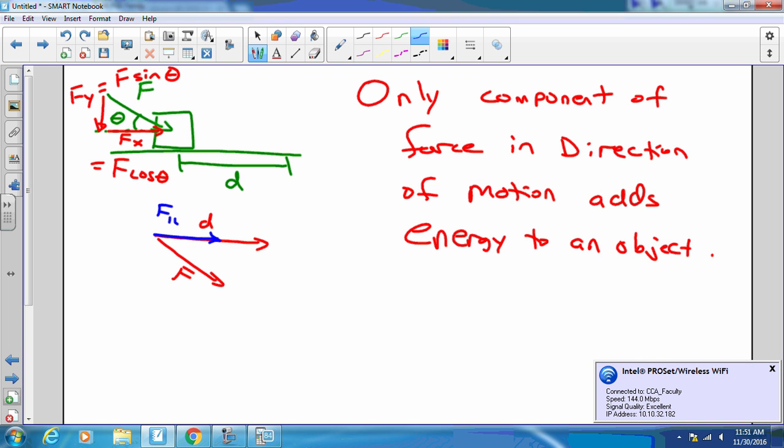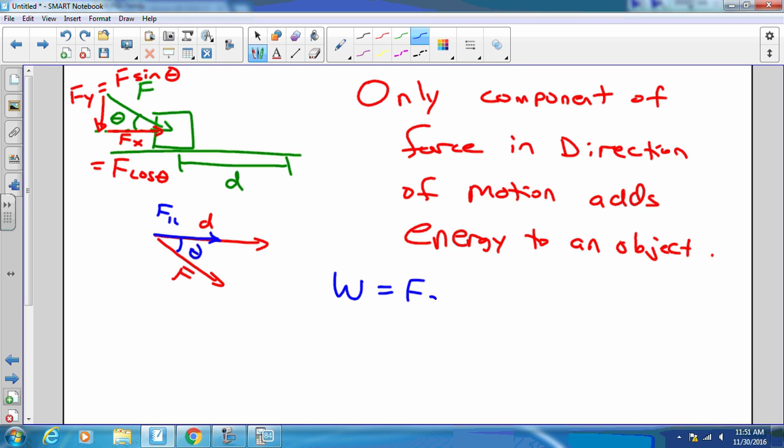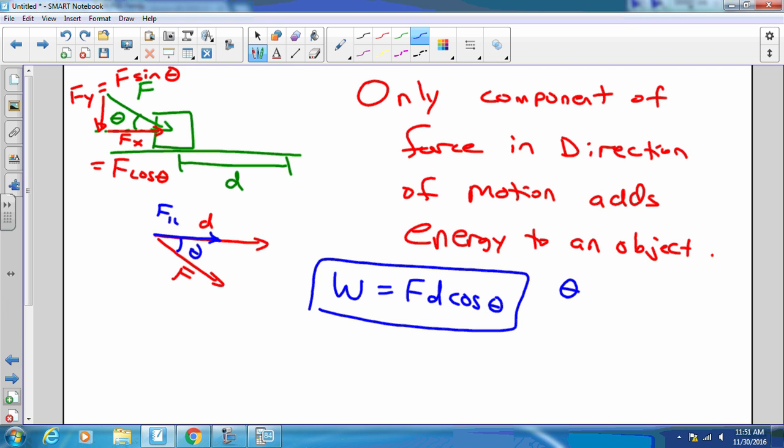How do I compute it? Well, it's real simple. The component in the direction of motion is adjacent to the angle between, and therefore is the cosine component. So my real formula for work is this formula right here. Work is equal to force times distance times the cosine of the angle between, where theta is the angle.